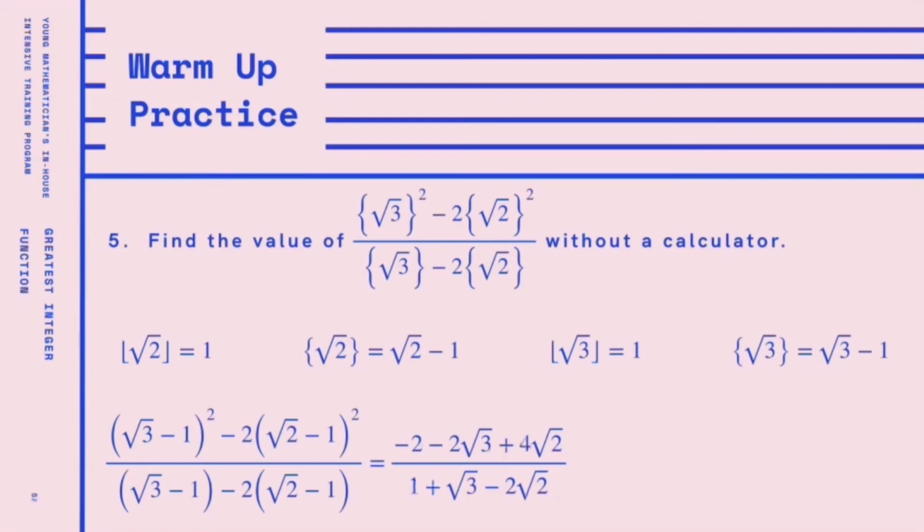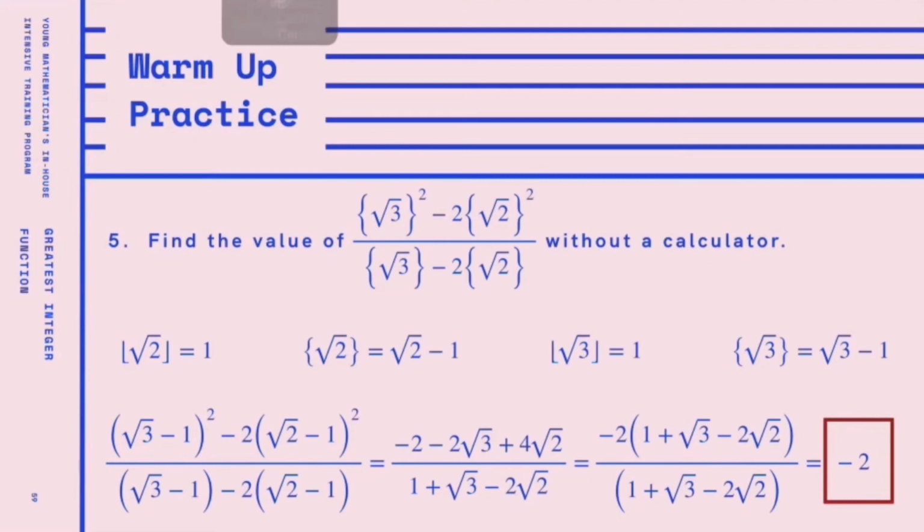Now what can we notice? Notice that in the numerator, if we factor out negative 2, that's just negative 2 times 1 plus square root of 3 minus 2 square root of 2. But that's equal to the value of the denominator. So we can therefore cancel, leaving us with negative 2. And that is our answer.